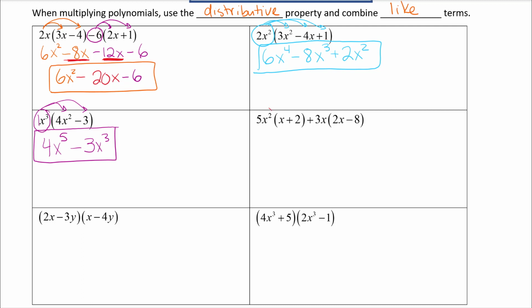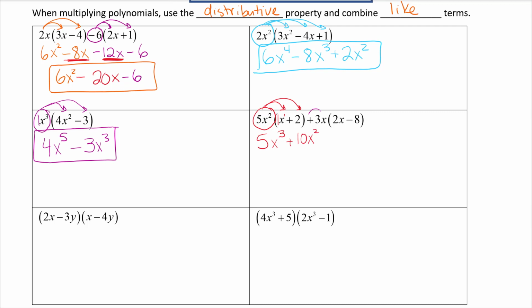The next example, I have 5x squared, distribute to x and 2. 5 times the invisible 1 coefficient is 5. x squared times x to the invisible 1, I add the exponents, and there's 3. 2 x's from the first term times another x, that's a total of 3 x's. Plus 5 times 2 is 10, x squared times 1 is x squared.